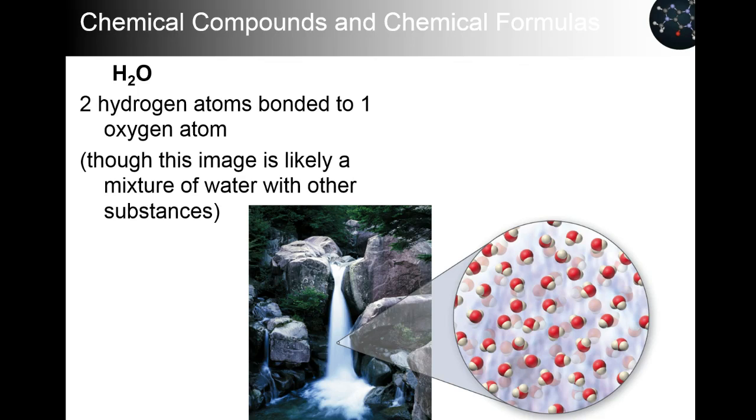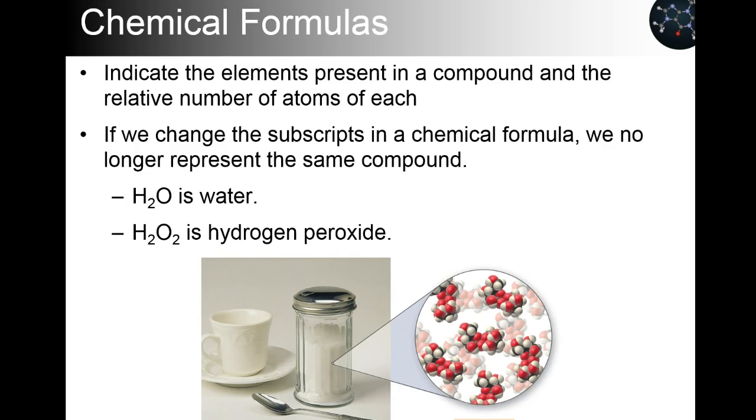So let's look at chemical compounds and chemical formulas. If we look at water, H2O, that's a chemical compound, because it takes 2 hydrogen atoms bonded to 1 oxygen atom. It makes a point here, though, that this probably has other substances in the water other than just hydrogen and oxygen, because it's probably not pure deionized water, even out in nature. So here we see the 2 H's, the white ones, on every oxygen. So that's the formula and how it combines.